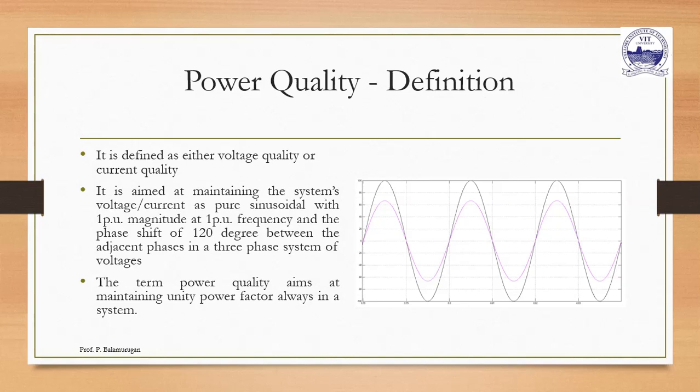And in case of a three-phase system voltages, the phase shifts between the voltages of the adjacent phases should be 120 degrees to each other. And the ultimate aim of maintaining the power quality is to reduce the losses and to improve, by maintaining the power factor to be unity always in the system.